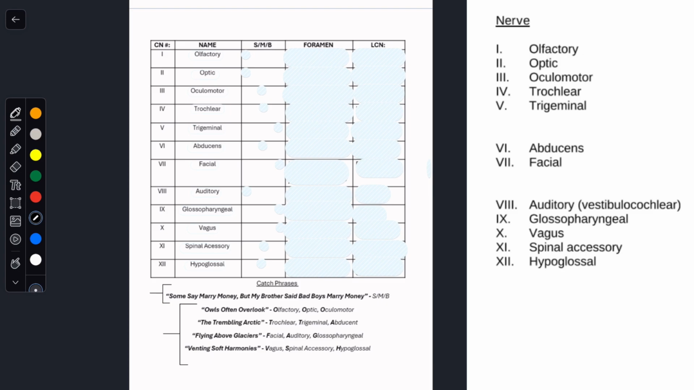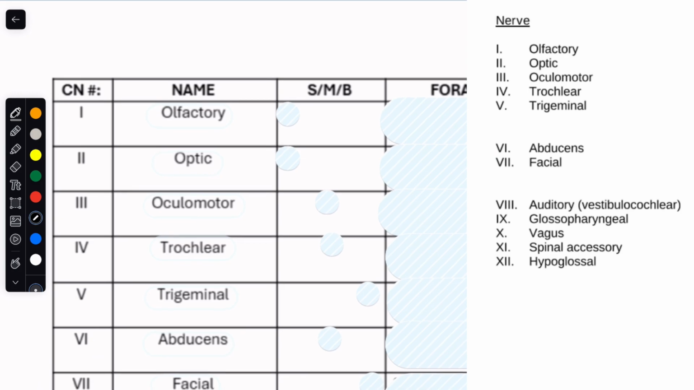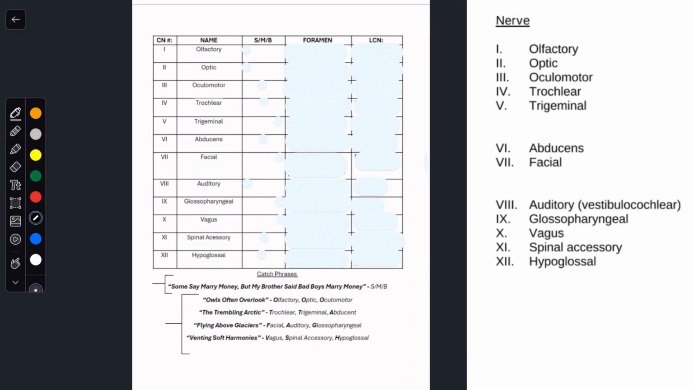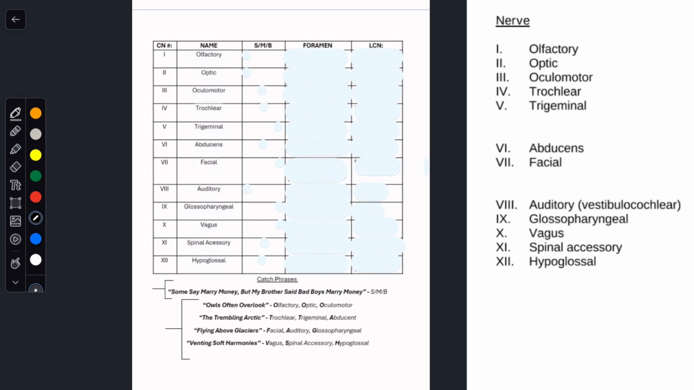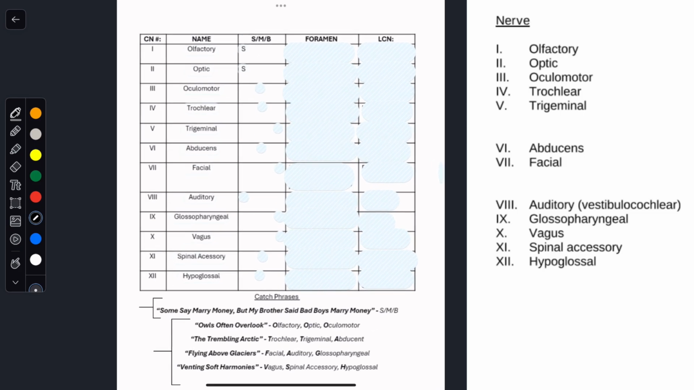Okay, so not only do we have to know the name of the nerves along with the cranial number, we also have to know if the nerve is sensory, motor, or both. A simple catchphrase that I got from Dodenhoff is, some say marry money, but my brother says bad boys marry money. So again, some say marry money, but my brother says bad boys marry money. Okay, cool.